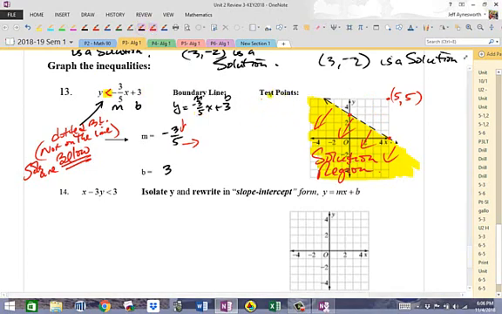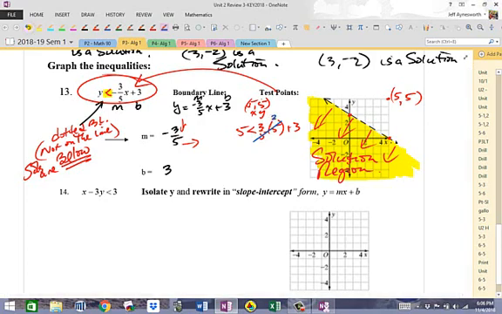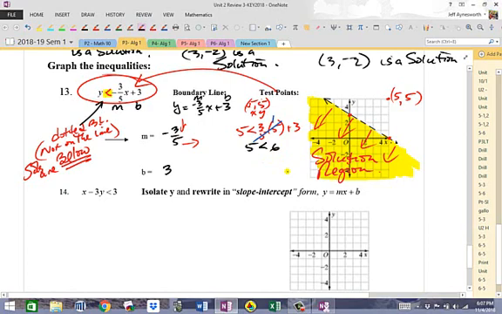So testing (5, 5). X is 5, y is 5. So put 5 in the original here. Always test it in the original inequality. So is 5 less than -3/5 times 5, all right, plus 3? I don't know. Let's check it out. All right, simplify. Excuse me, I didn't say that correctly. Come on. 5 divided by 5 is 1. 1 times 3 is 3. 3 plus 3 is 6. So I get 5 is less than 6. All right, which is true. Ooh. What's going on here?